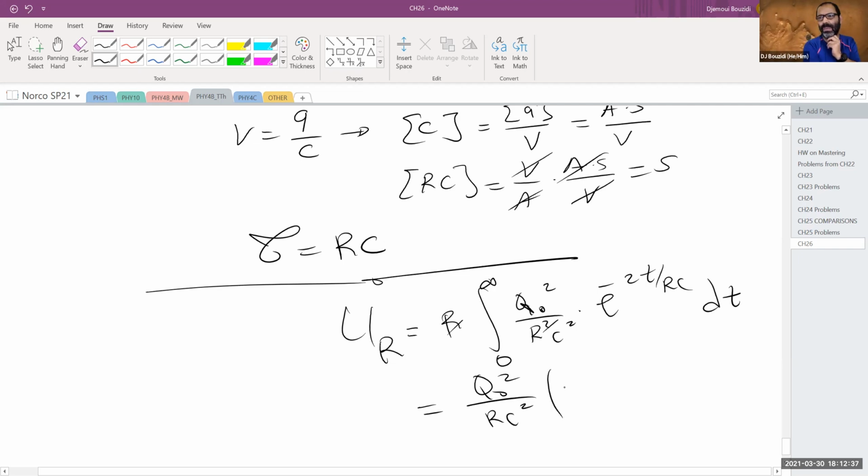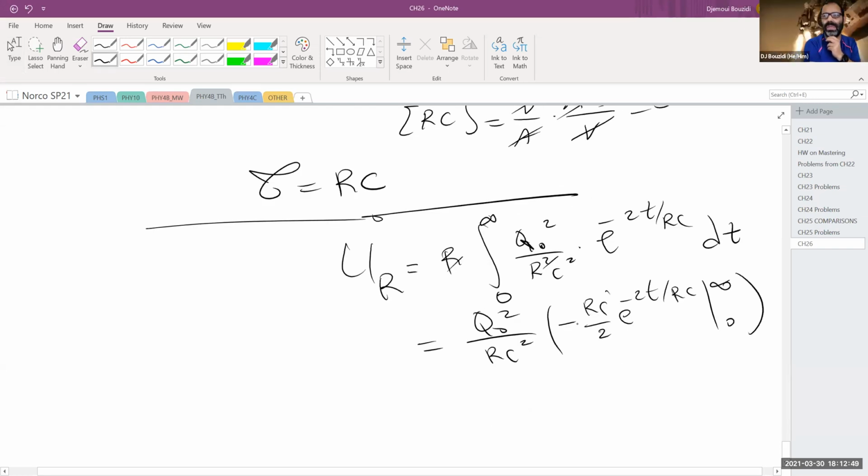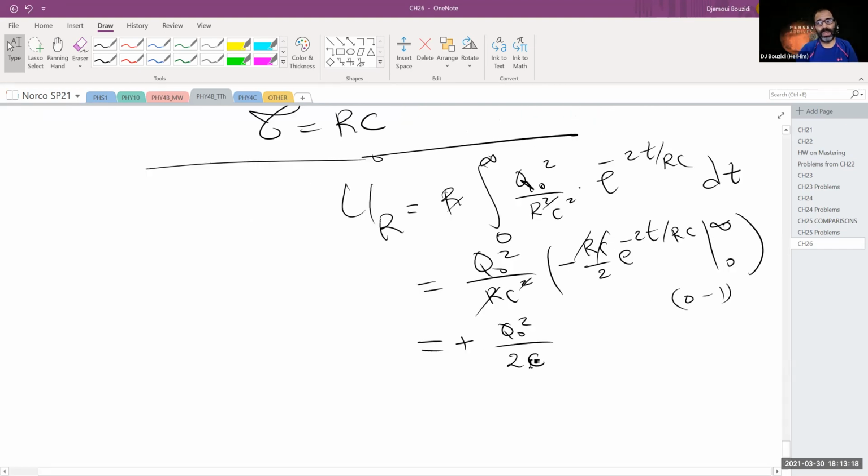And the integral of the exponential will bring down minus RC over 2 times the exponential of minus 2t over RC, which we did several times today, between 0 and infinity. And R and C cancel from this side, and we'll be left with a C on the other side. And in here, this value is actually 0 minus 1, which is minus minus, so it's going to be a positive Q naught squared over 2C, because there is a C left after we cancel that one. So this is indeed what happened to the energy in the case of the discharge. You had a Q naught squared over 2C to begin with, but when you discharge it, it's gone in the form of heat in the resistor. So that is basically the full story of the energy in this situation.